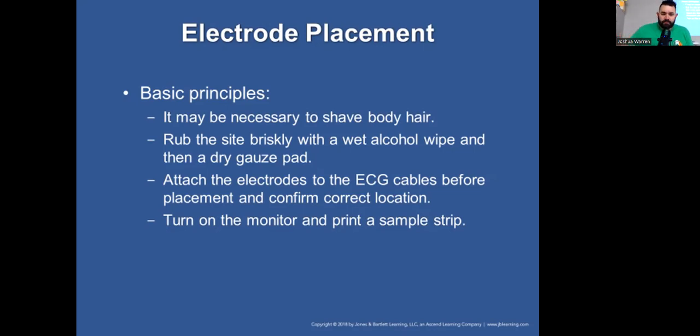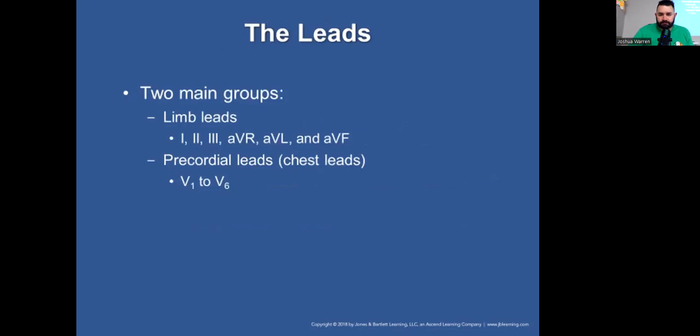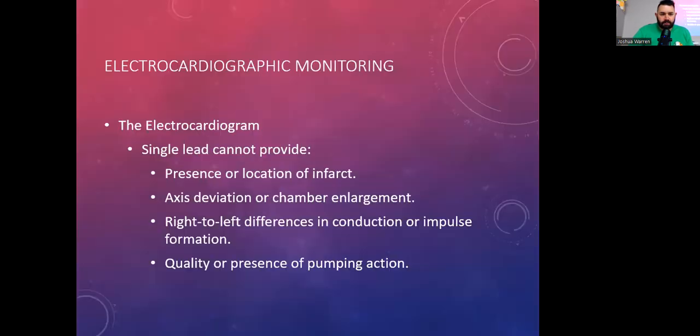So, what are we doing over here? But the single lead, the 3 lead, can only provide what? Rate, rhythm, quality. It cannot provide the presence or the location of an infarct. So, how do I tell the presence of an infarct?